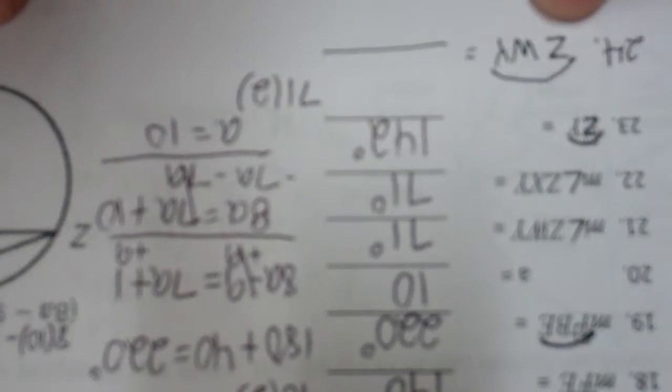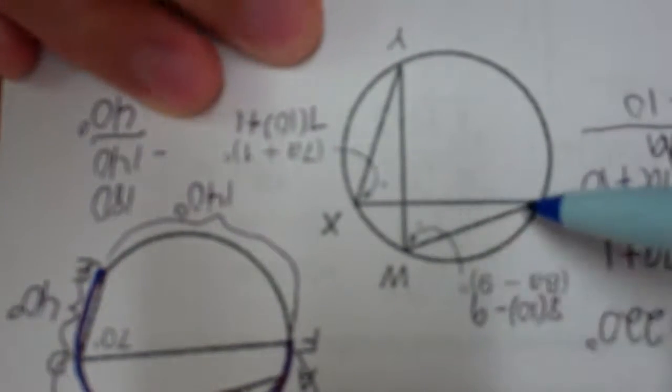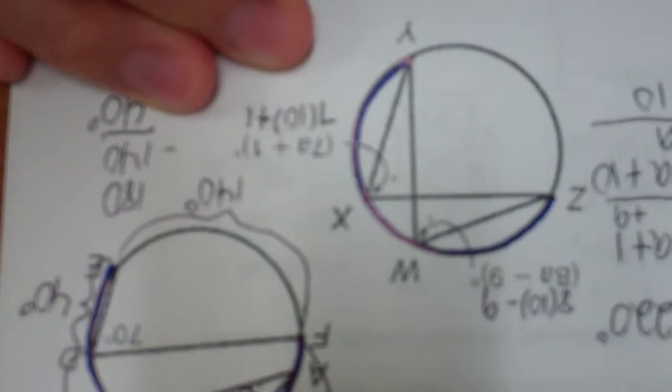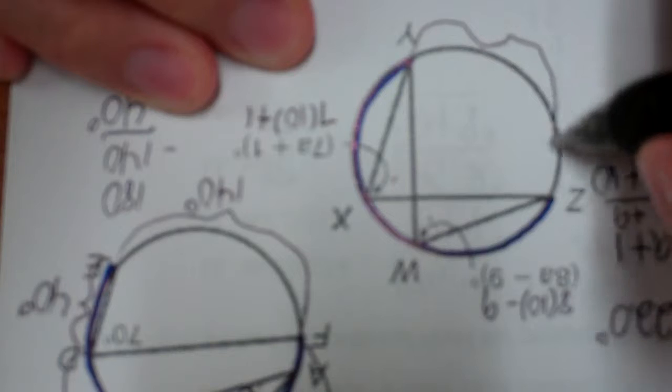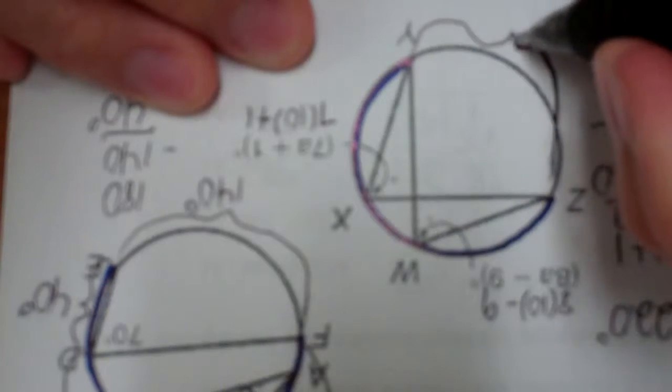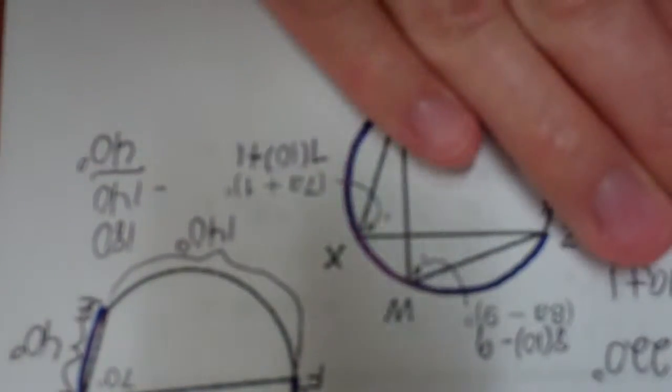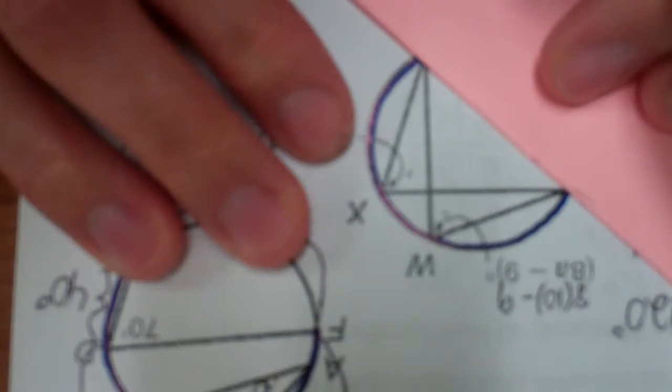And the last one is asking for the major arc ZWY. So ZWY, from here, ZWY. If we know that this part right here is 142, a whole circle is 360. So if we take away the 142 degrees, that leaves us what's left. So we take 360 minus 142, which is 218 degrees.